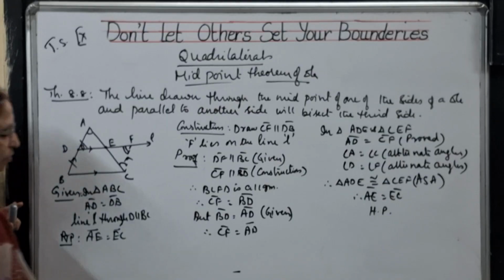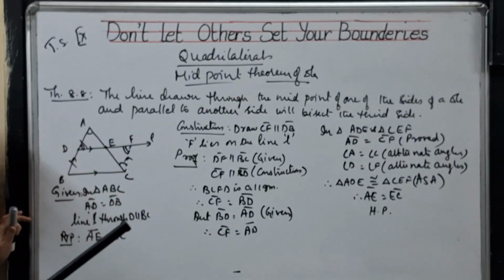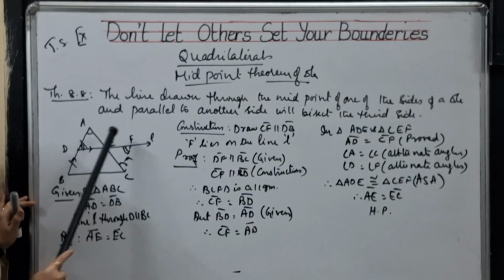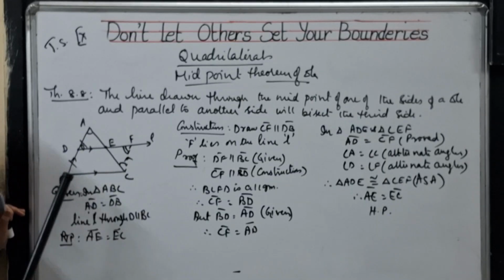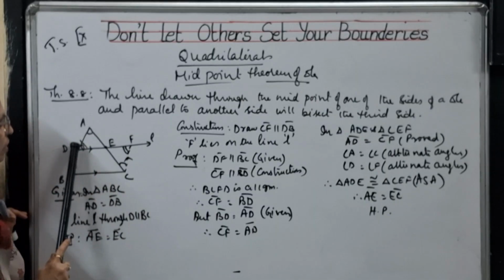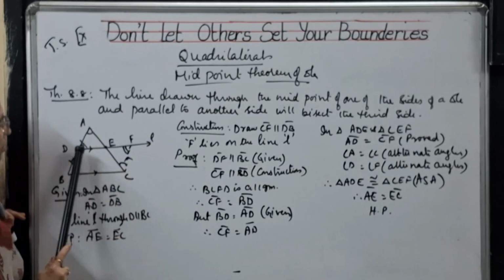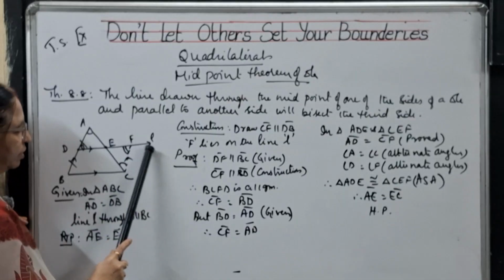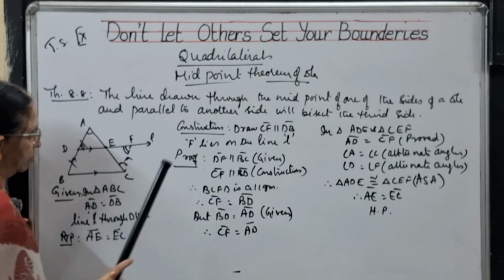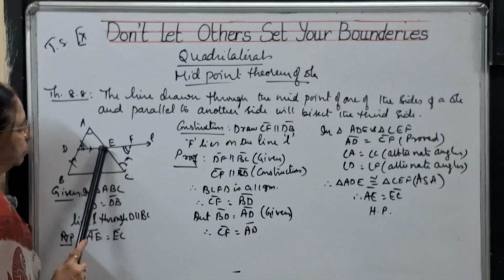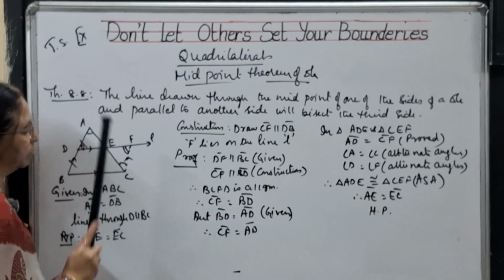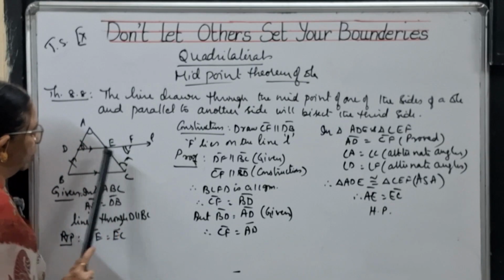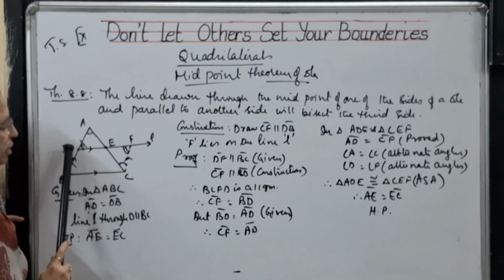So let me explain once again. The line drawn through the midpoint of one side of a triangle and parallel to another side will bisect the third side. Line L is drawn through the midpoint of AB of triangle ABC, and it is drawn parallel to BC. What is RTP? We need to prove E is the midpoint, that is AE is equal to EC. Now there is a construction: draw CF parallel to DB.